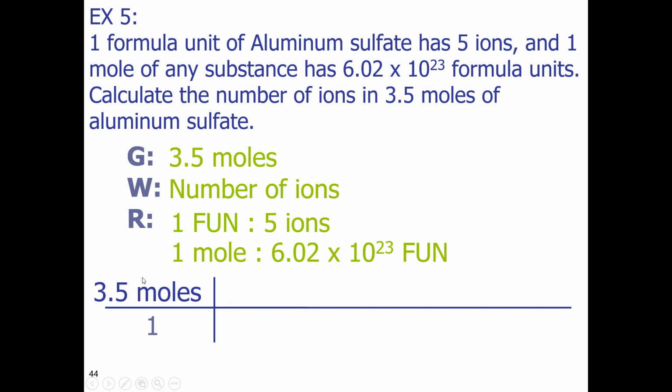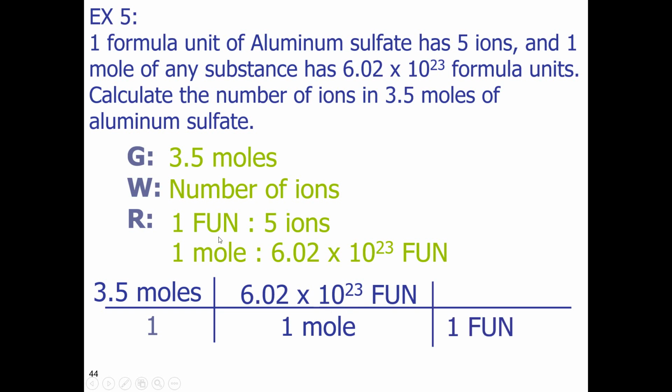I can watch my units, and if you've never heard of moles before, that's okay. You can still solve the problem by making sure those units cancel out diagonally. Here's that 1 mole piece in the bottom. The other side of the ratio is 6.02 times 10 to the 23 formula units, so let's put that at the top. And then we can take the 1 formula unit and put it at the bottom, and 5 ions at the top.